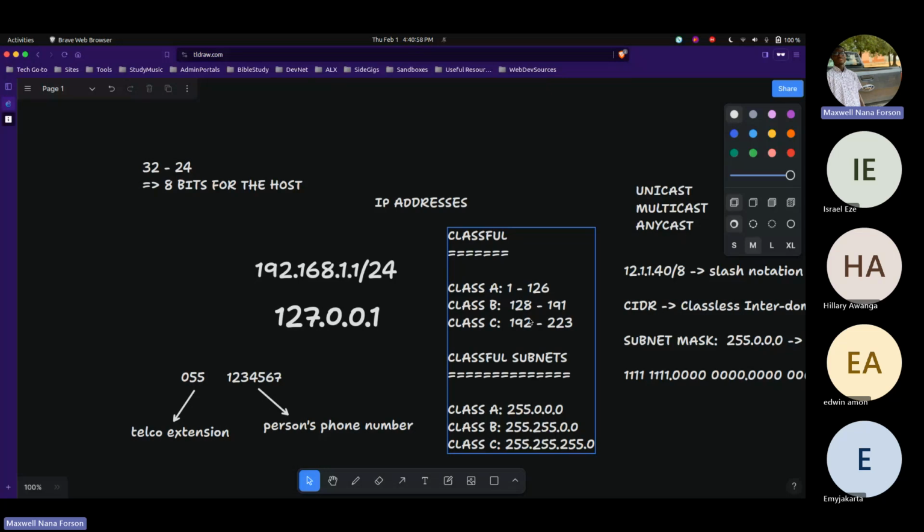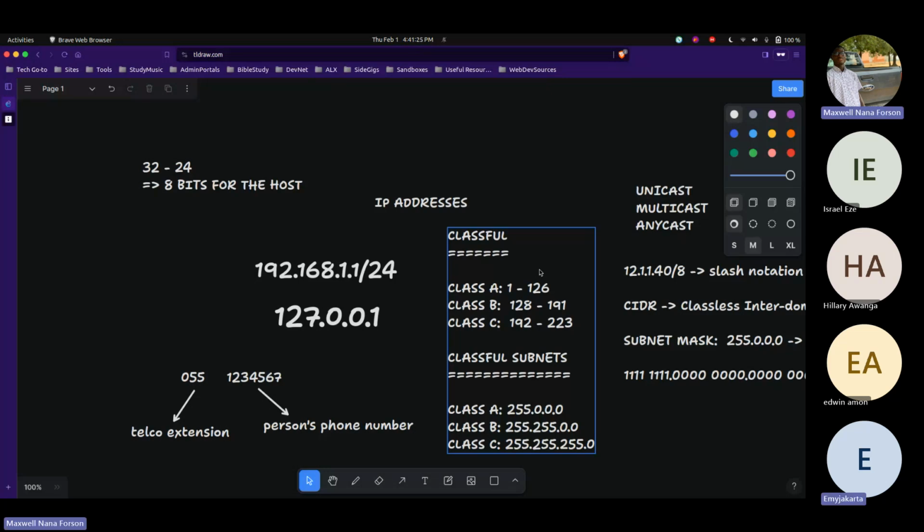In the world today, hardly would you find someone using classful IP addressing. Usually, we use something called subnetting to break the network into smaller portions, so that we don't have to have a very large network with a large number of hosts. We break it down into smaller components, or subnets. That's what we call them, basically smaller divisions.